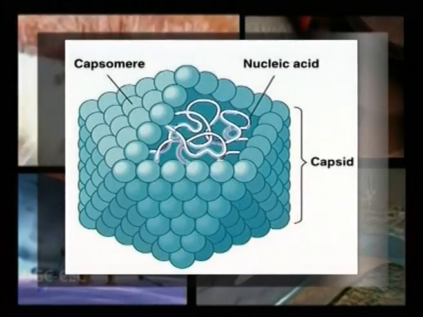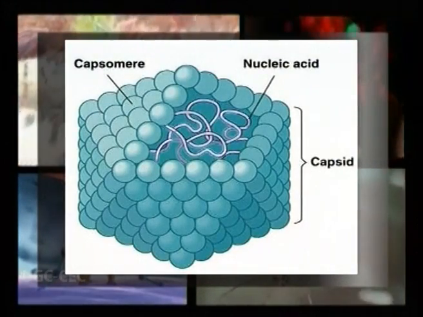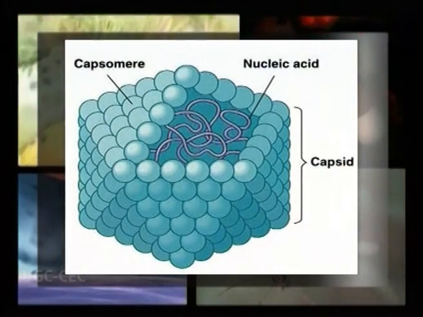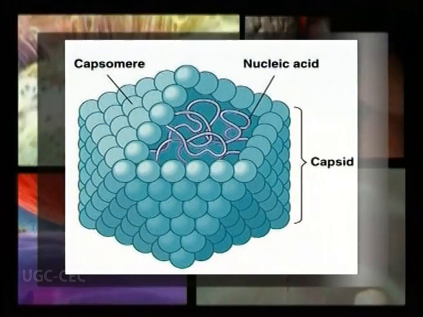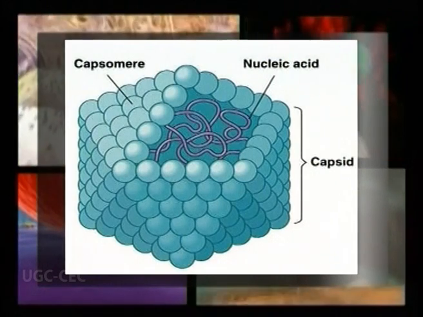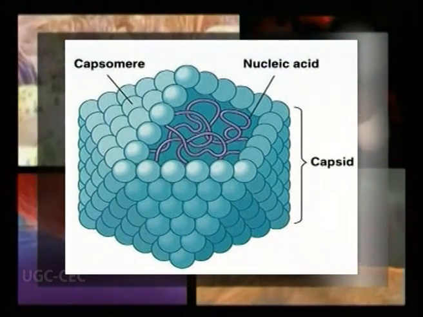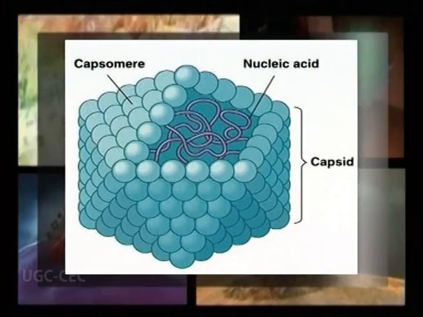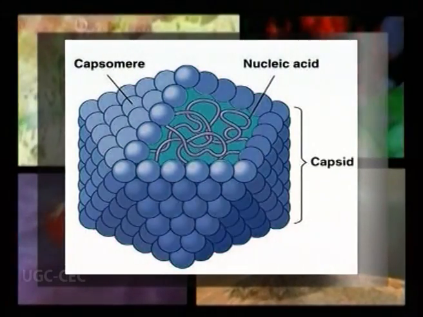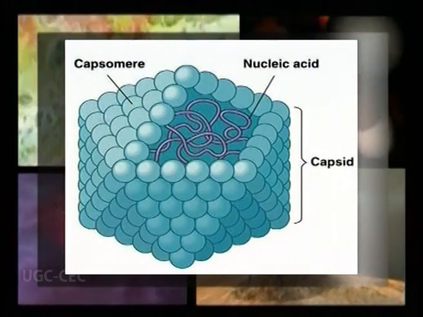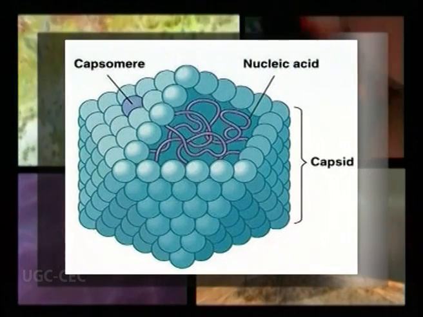Generally, a virus consists of a strand of nucleic acid surrounded by a protein coat. Hence, viruses are nucleoproteinaceous. The whole virus particle is called a virion. The protein coat is known as the capsid, and the individual protein subunits are called capsomeres. The nucleic acid together with the protein coat is called the nucleocapsid.